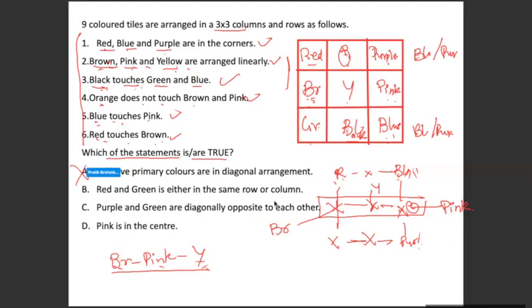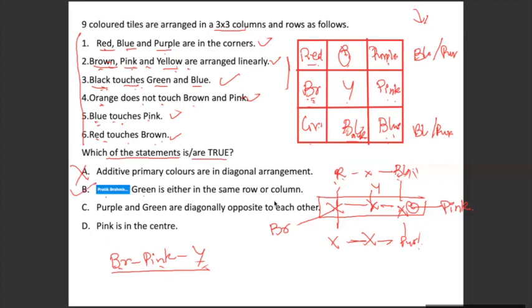Next part. Red and green are in either same row or column. Red and green are in either same row or column, which is true. They can be, now I can rotate it, even then it will hold true. That red and green can come in a row or a column. Like if I rotate this way, clockwise or anti-clockwise 90 degrees, then red, green and blue will come up. I mean, I can still get the same condition, but they can be either organized in row or column, which is true.